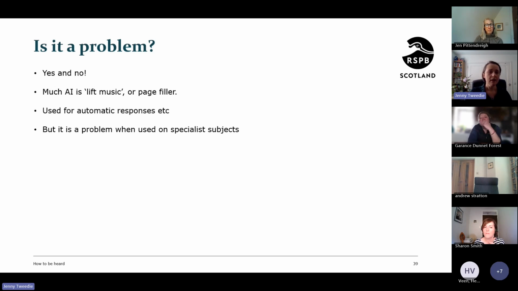It's lift music, and it can be used very usefully for standard letters. I've been using spell checker and things like that on Word for a long time, so I shouldn't knock it. And there are ways that AI can help with grammar and things like that if you're not sure about it. I think for a lot of general stuff, it can be useful. For specialized things, if you're trying to talk to people very specifically about one subject, I still think that it's better coming from a person.